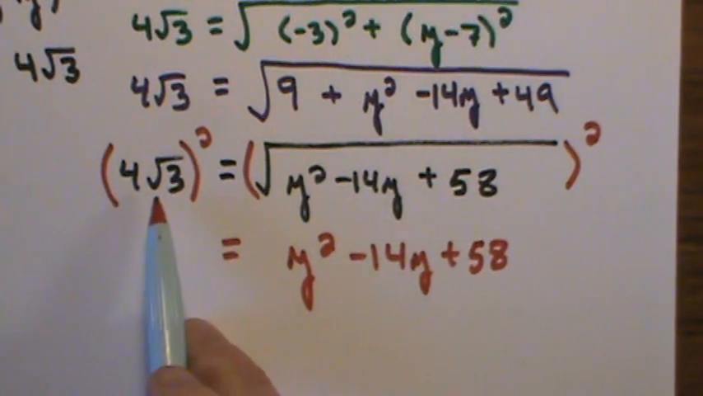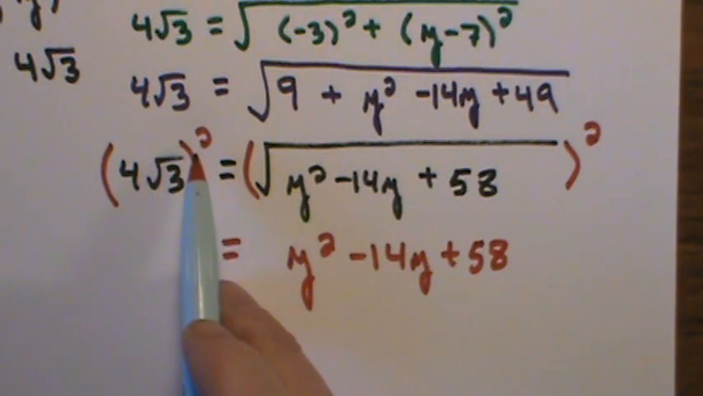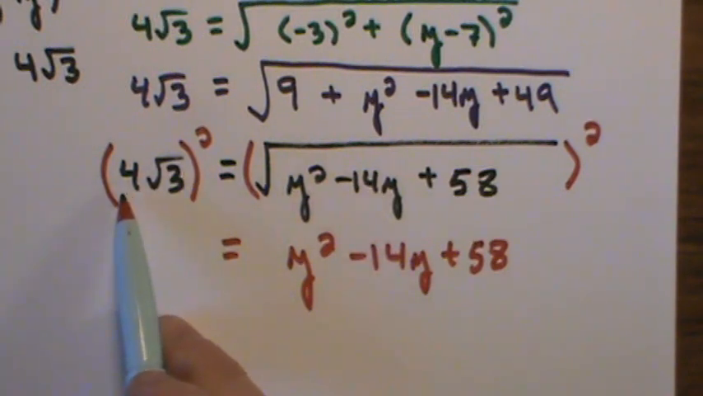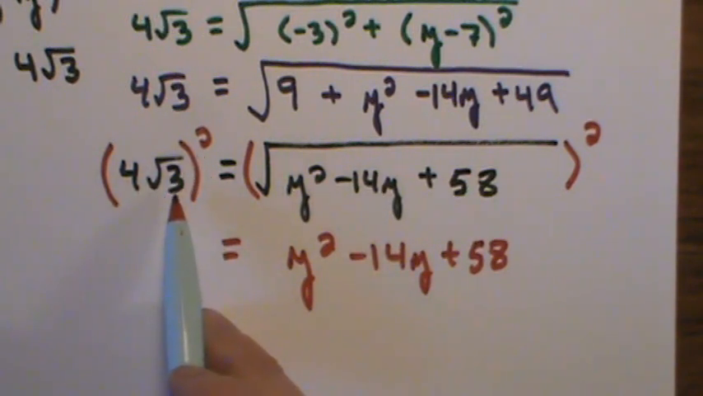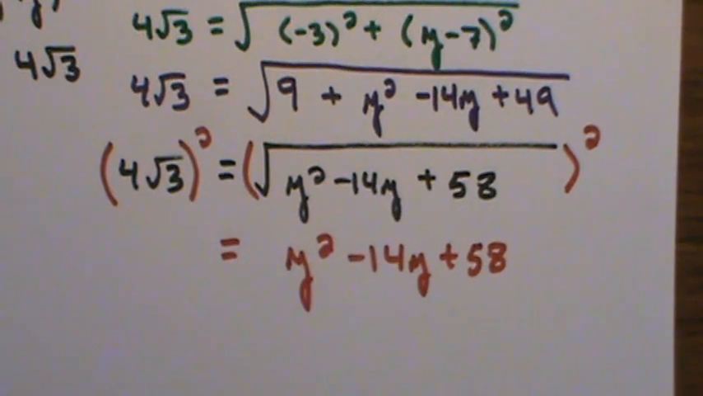On this side, well, you'd have to square both parts of this. So if I square the 4, I get 16. If I square the radical 3, I get 3. And 16 times 3 would be 48. I don't expect you to be able to do that yet.